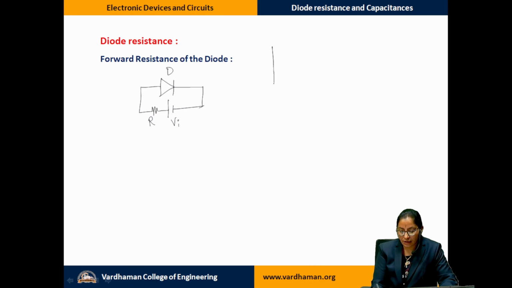So let us analyze the static and dynamic resistance by taking the forward characteristics. Forward characteristics is plotted between forward voltage and forward current.